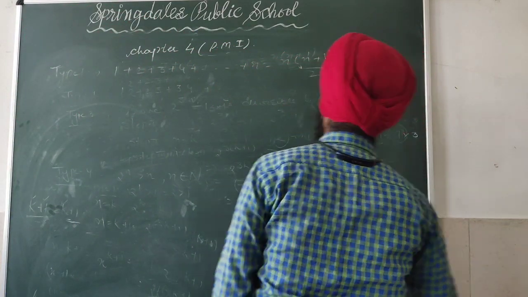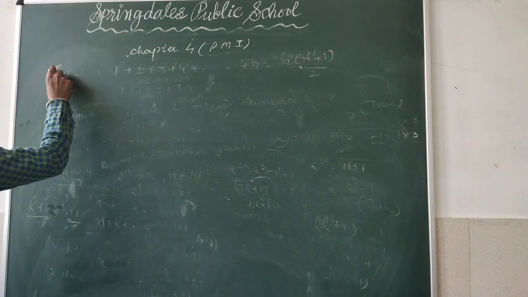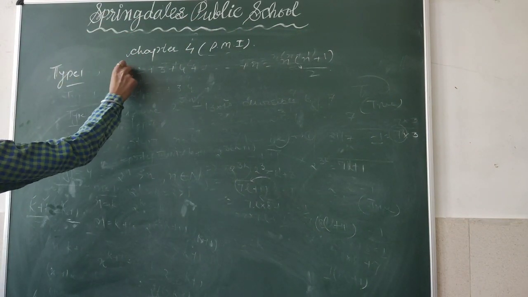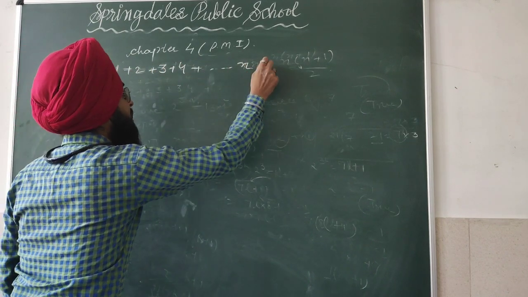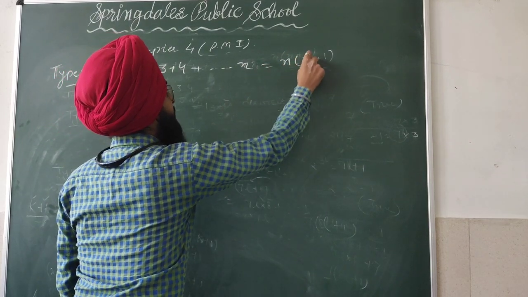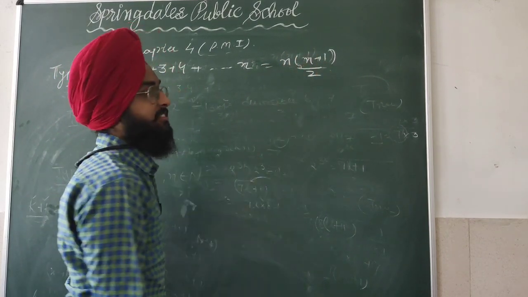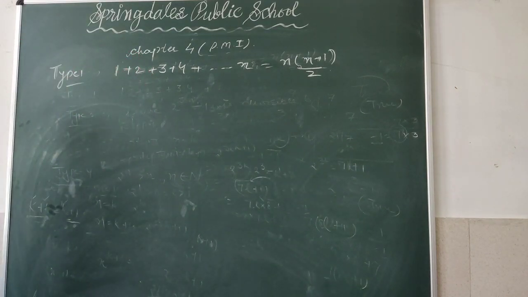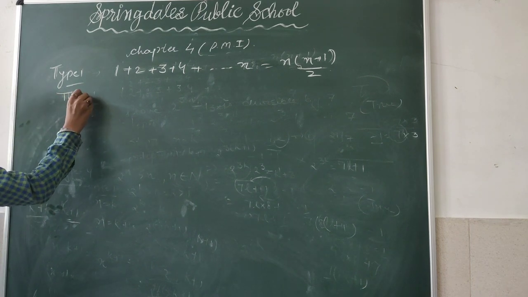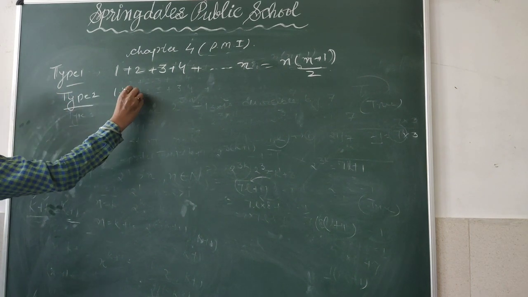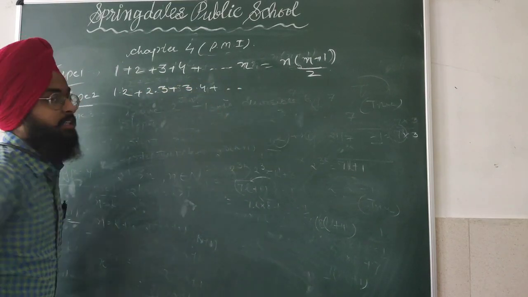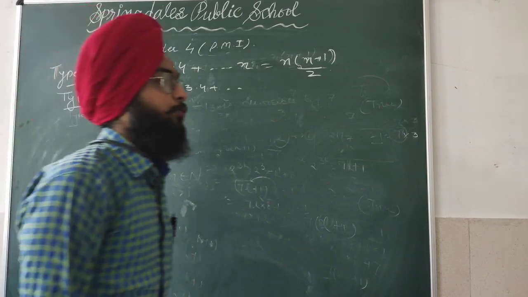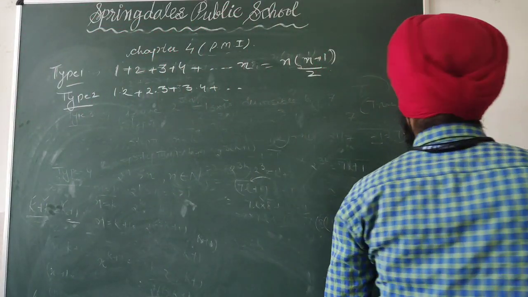The first one is operations on a single term, that is 1 plus 2 plus 3 plus 4 up to n, and it is equal to n plus 1. We already proved that this statement is true by the principle of mathematical induction. Next, type two, we have also proved this. It's like a multiplication of two terms. It's already proved that this statement is true by the principle of mathematical induction.